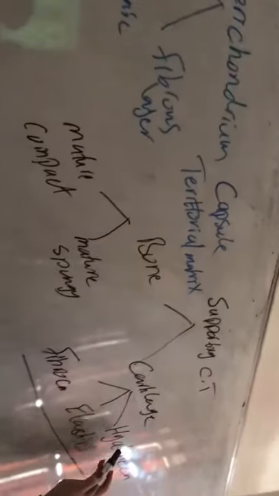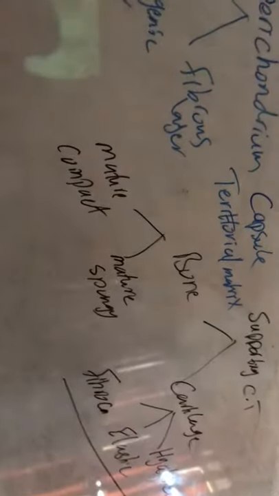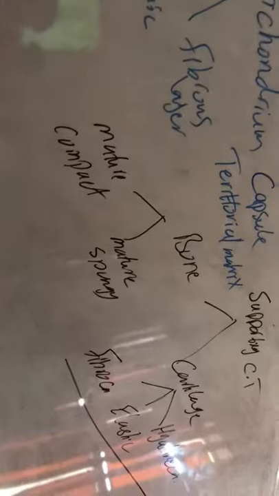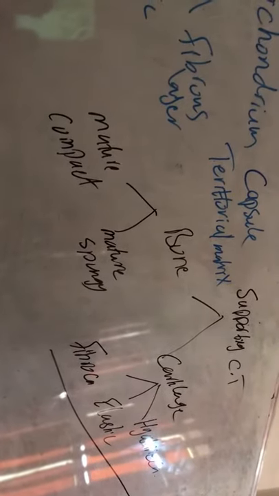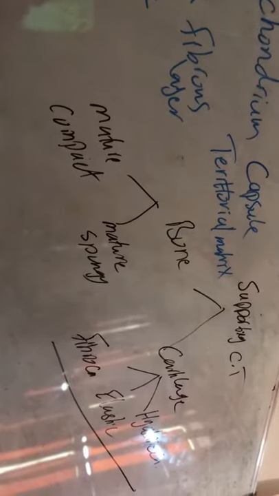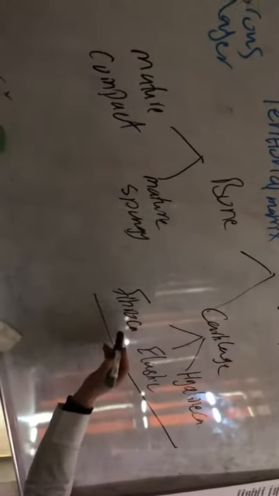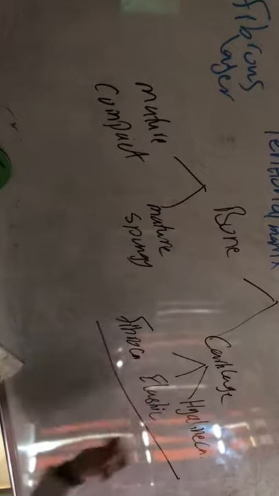Also the slices for the bone. Regarding the cartilage, according to what? According to the presence or absence of the types of fiber, like the collagen fiber and the elastic fiber, and also according to the abundance of the matrix and the types of cell, and the presence or absence of the perichondrium, we classify it into hyaline cartilage, elastic cartilage, and fibrocartilage.